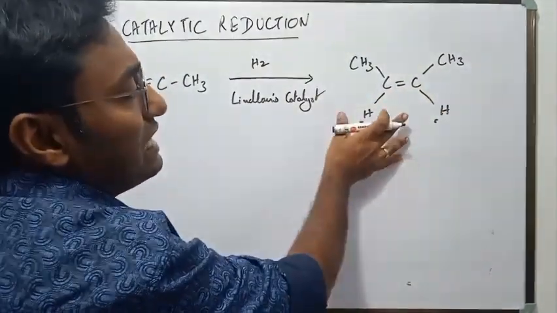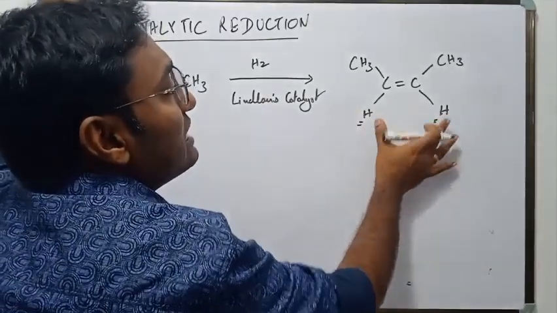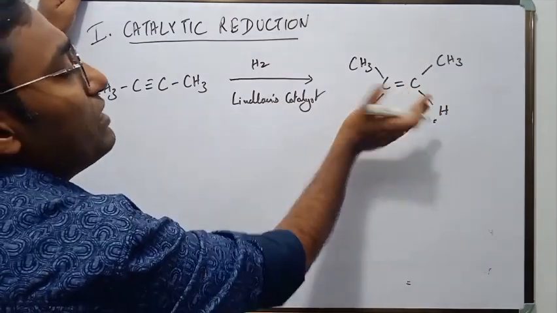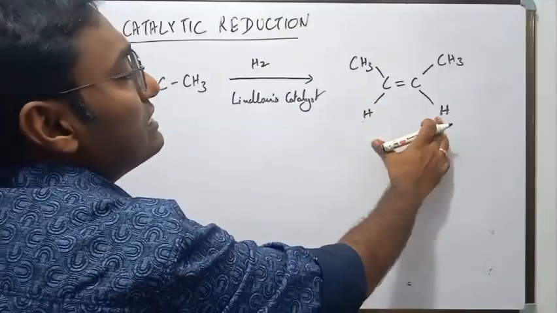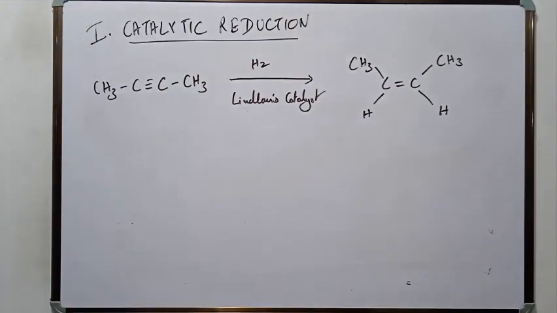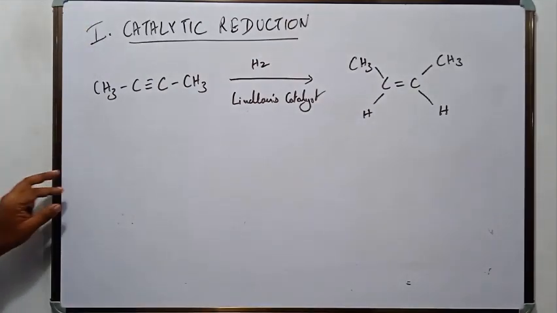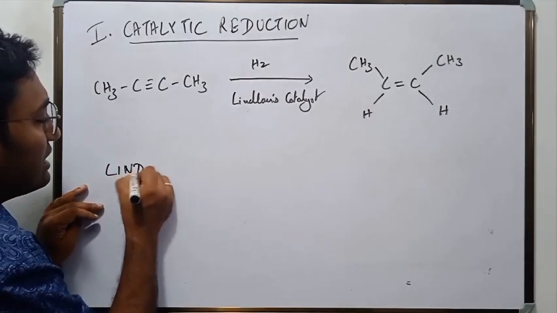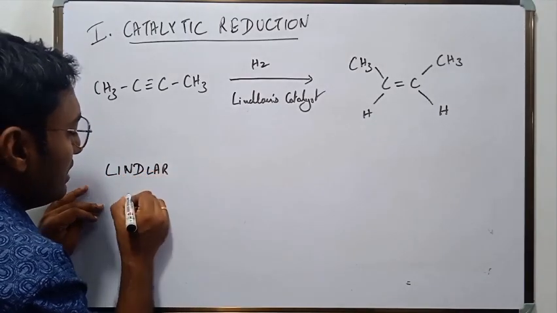You are getting the cis alkene here because the hydrogens are on the same side of the molecule, below the plane of the molecule, so it is cis-butene, correct? Now let us see what Lindlar's catalyst is, and then we will go for the mechanism of action.